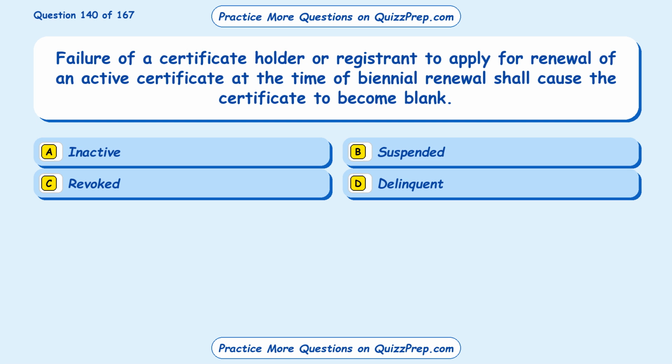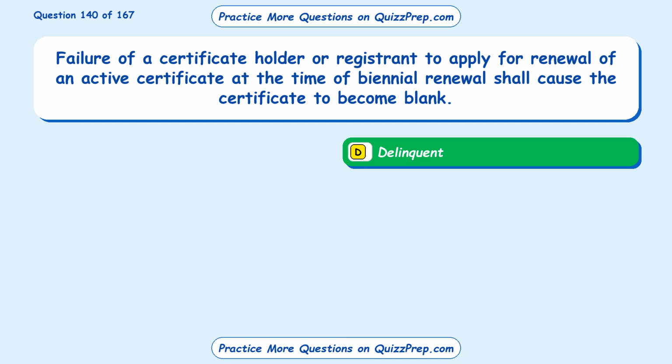Failure of a certificate holder or registrant to apply for renewal of an active certificate at the time of biennial renewal shall cause the certificate to become blank. Option A, inactive. Option B, suspended. Option C, revoked. Option D, delinquent. The correct answer is option D, delinquent.